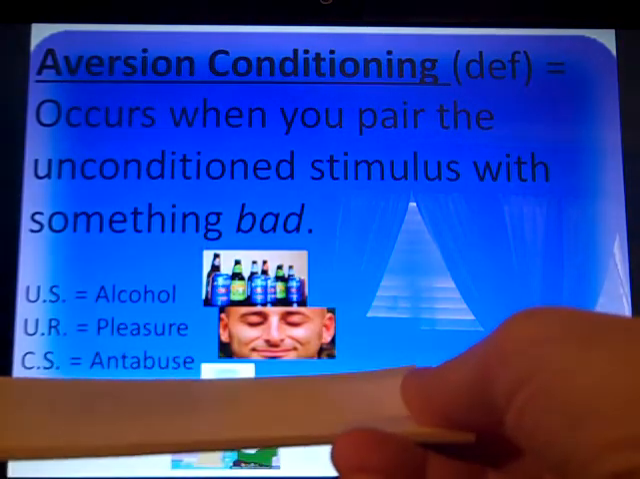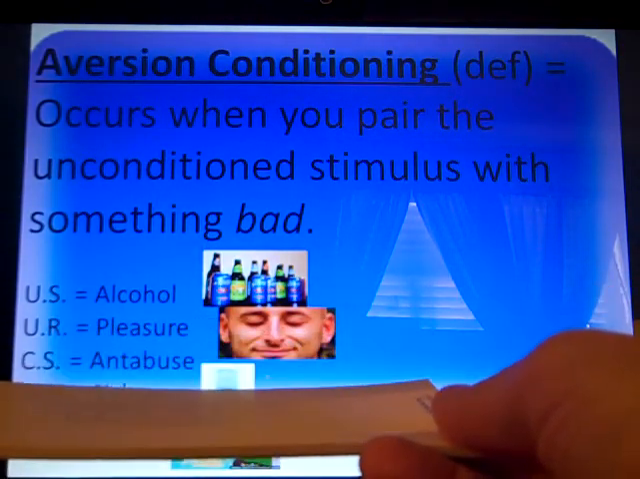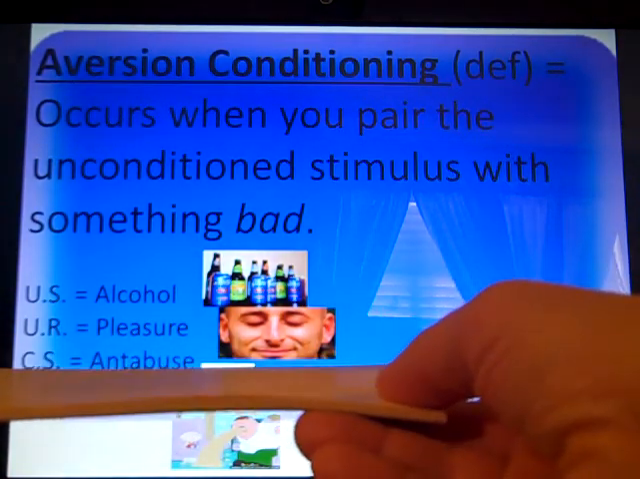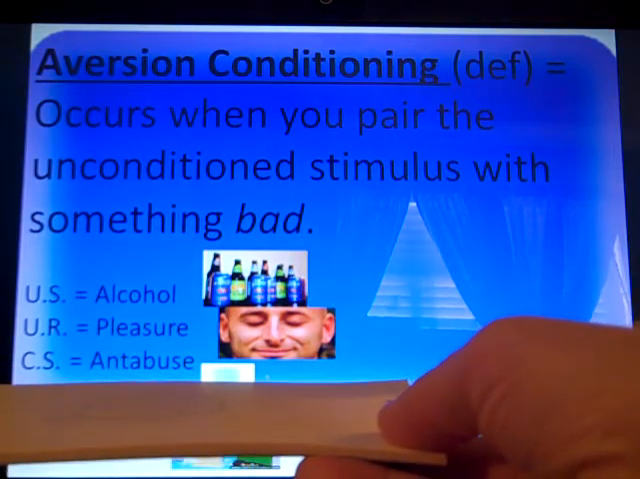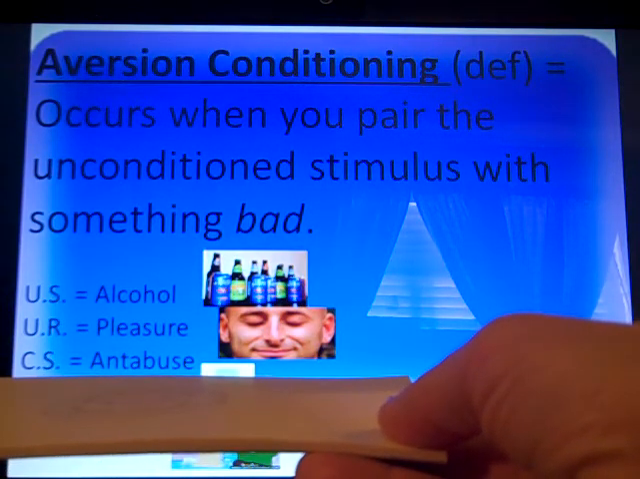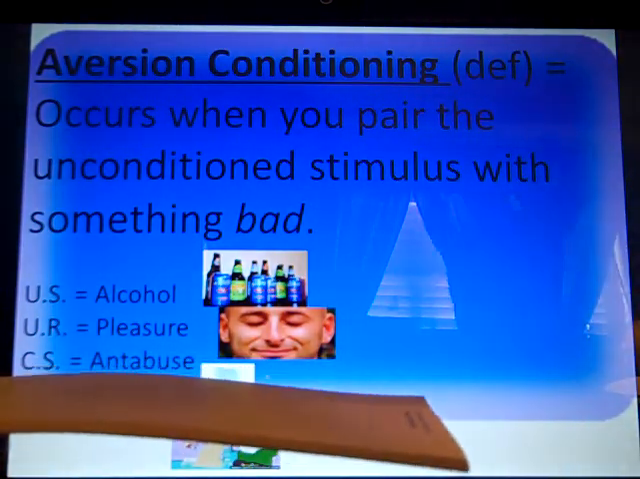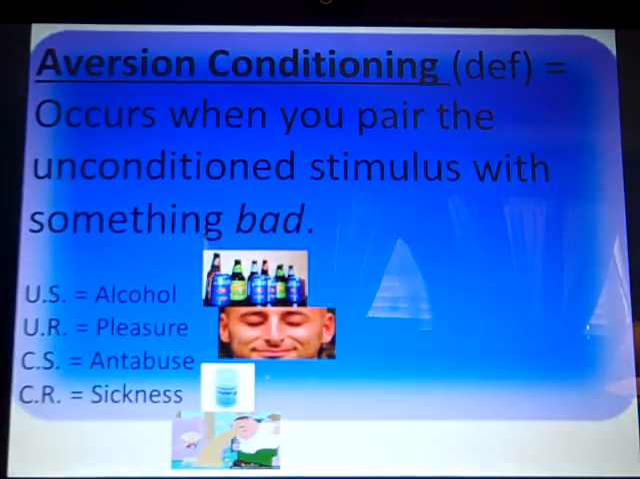Now, so far we have unconditioned stimulus, unconditioned response, conditioned stimulus, which is the Antabuse. Now, again, remember, for classical conditioning to work, and aversion conditioning is a type of this, the unconditioned stimulus, which is the alcohol, must be associated with the conditioned stimulus, which is the Antabuse. In other words, the drug that causes you to be sick when you drink alcohol. Okay, keep that in mind.